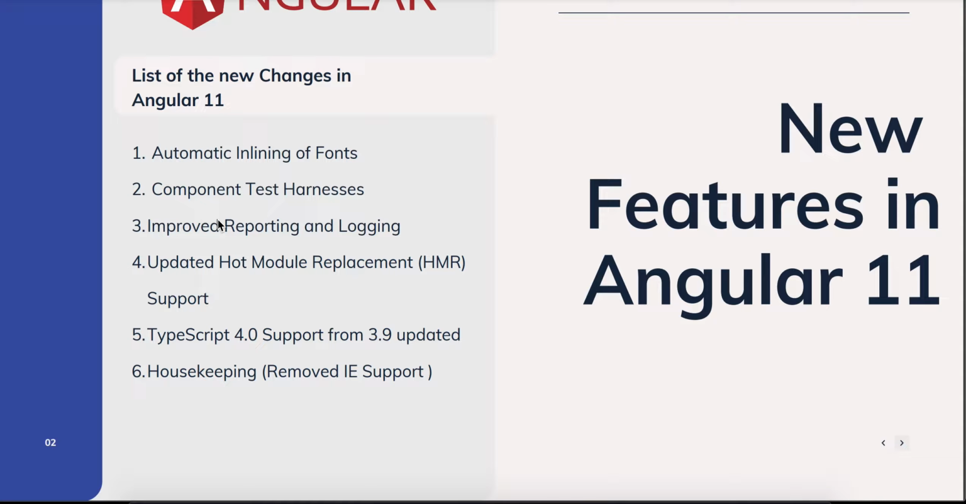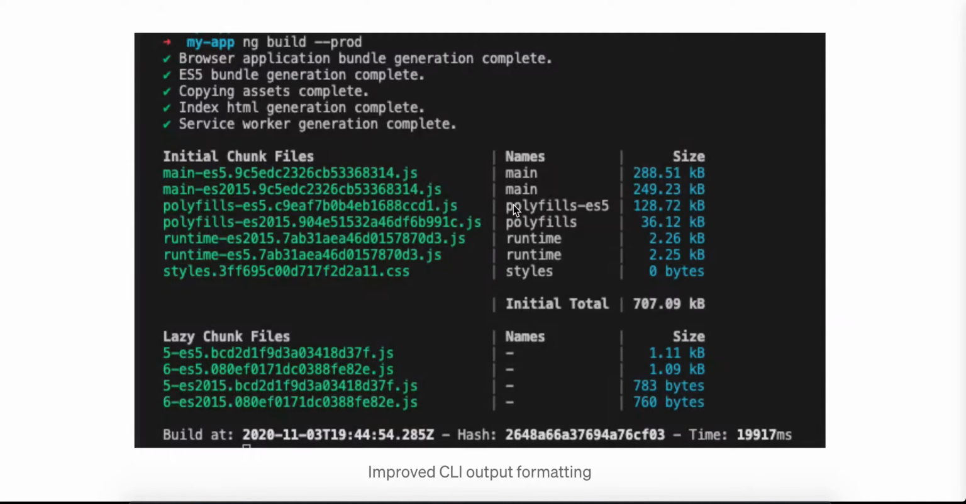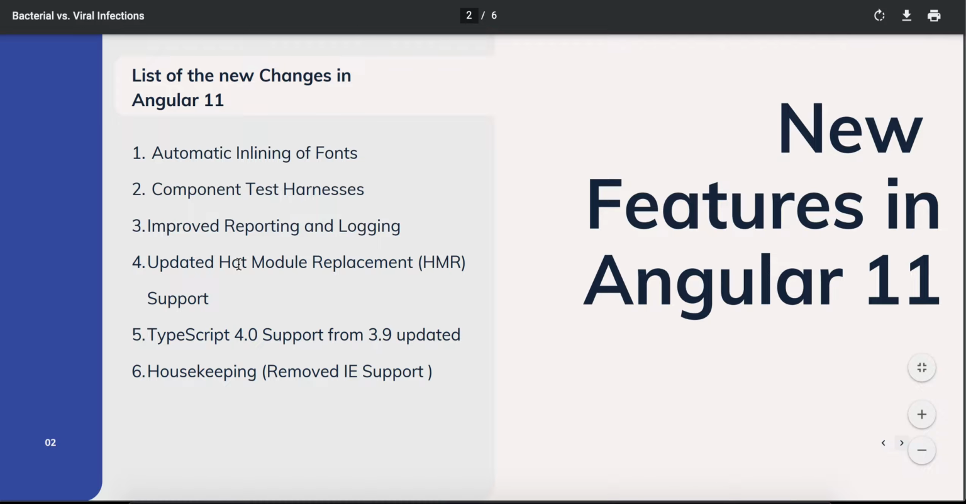Let's move to the third point, which is improved reporting and logging. They have just improved the logger of the CLI of the Angular application. I will give you a small demo of that. You can see here in this screenshot the Angular 11 improved CLI output formatting. Now you will have the initial chunk files of the bundle and the lazy chunk files of the bundle, along with their sizes and the names of the files, which is pretty cool. Let's move to the next point.